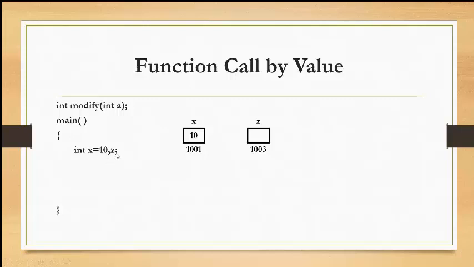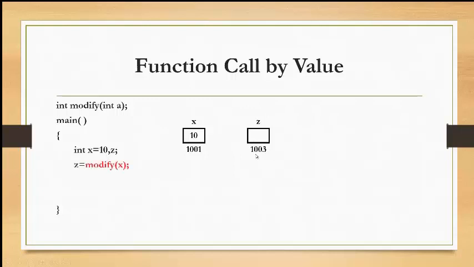So what happens is memory space has been created for the variable x, and the value 10 is getting assigned in that particular memory location in the name of the variable x. And since we have declared only z, a memory space is being reserved for the variable z.